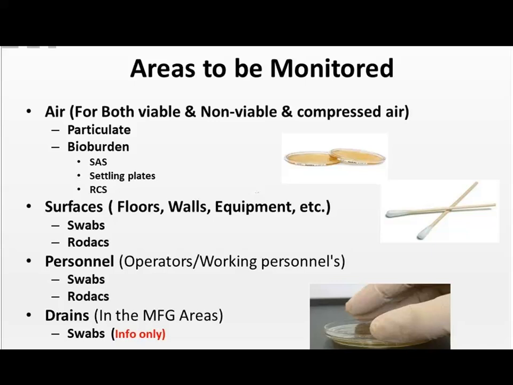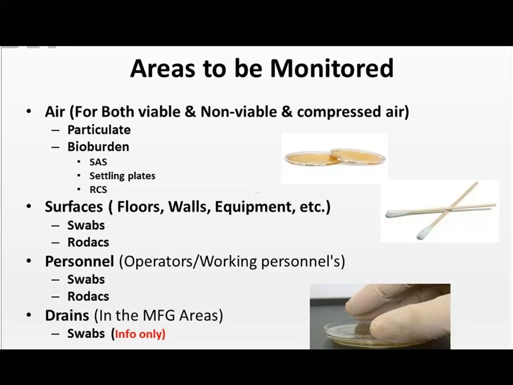Then we're going to monitor the air, and this includes compressed air ports as well: the air in our rooms, in our manufacturing suites, in our clean rooms, as well as our compressed air ports. We're going to monitor those for both viable and non-viable bioburden. The non-viable is, of course, your particulate count, and the viable is going to be for any type of microorganisms.